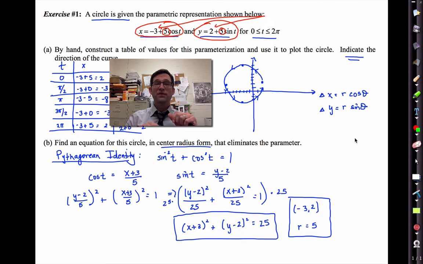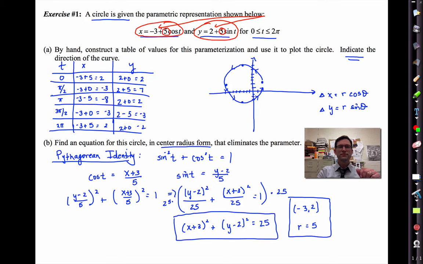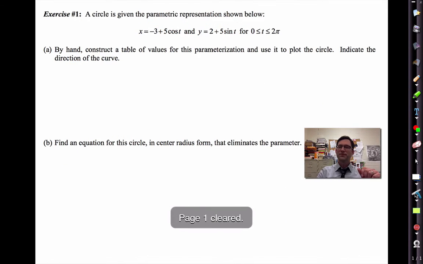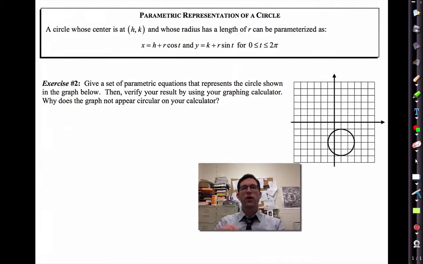Now, I will have to say there are many ways to do it. As long as you can use that Pythagorean identity and rearrange things, there are many, many different ways to form the parametric equation of a circle. But this is the most common way. Anyway, I'm going to clear out the text, so copy down anything you need to. All right, let's go on. Let's move on to the next problem.